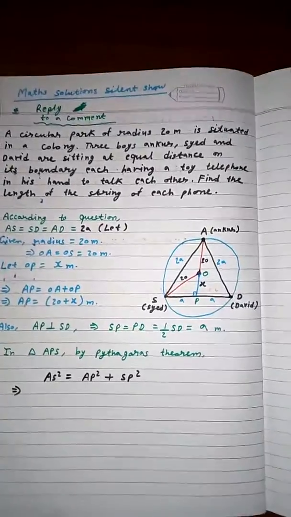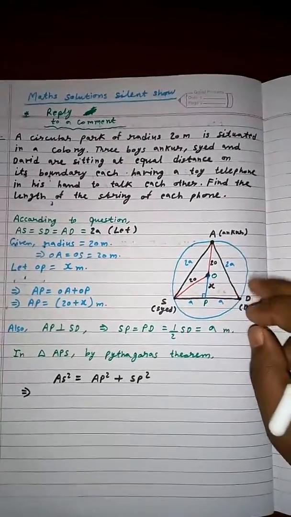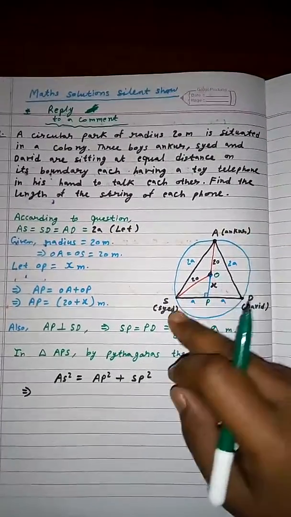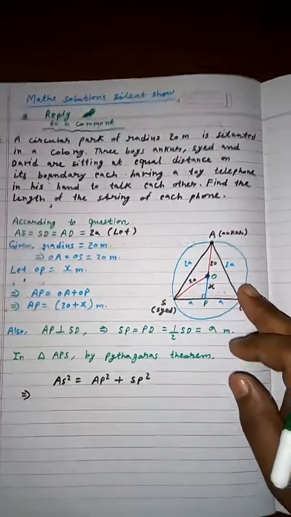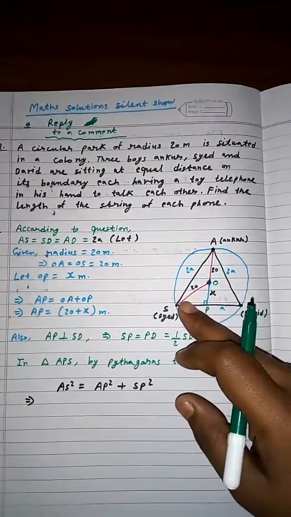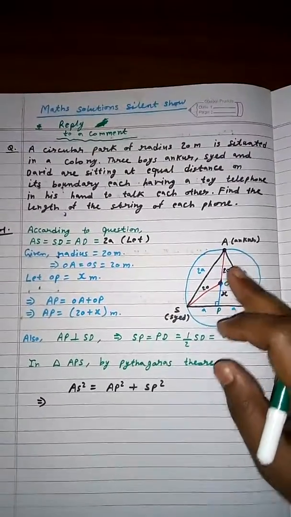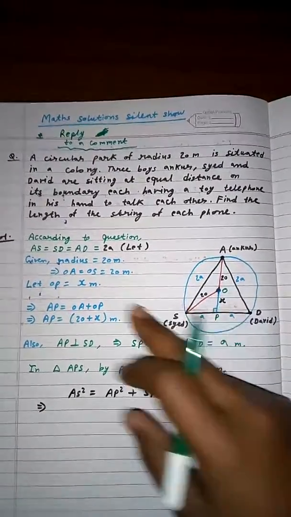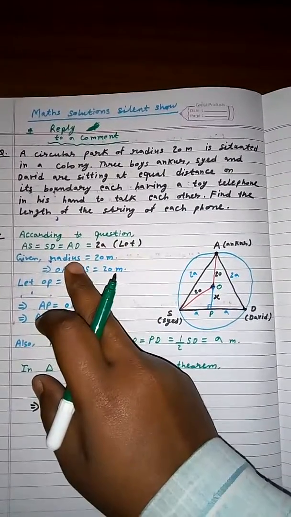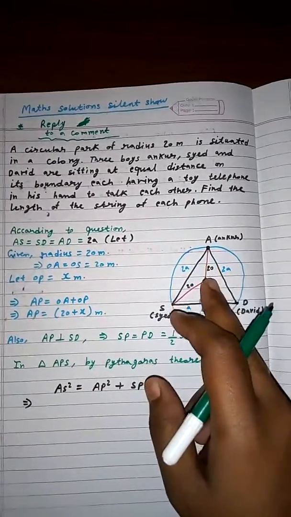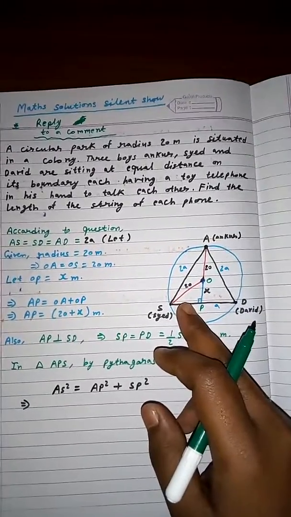So according to the given information, I have made this circular park boundary, and three boys, A for Ankur, S for Syed and D for David, are situated at equal distances, and the lengths of the strings are AS, SD and AD. I let the length of this string be 2a. So AS equals SD equals AD equals 2a, and the radius is given as 20 meter. I have marked the radius with red color. This OA and OS is equal to 20 meters.